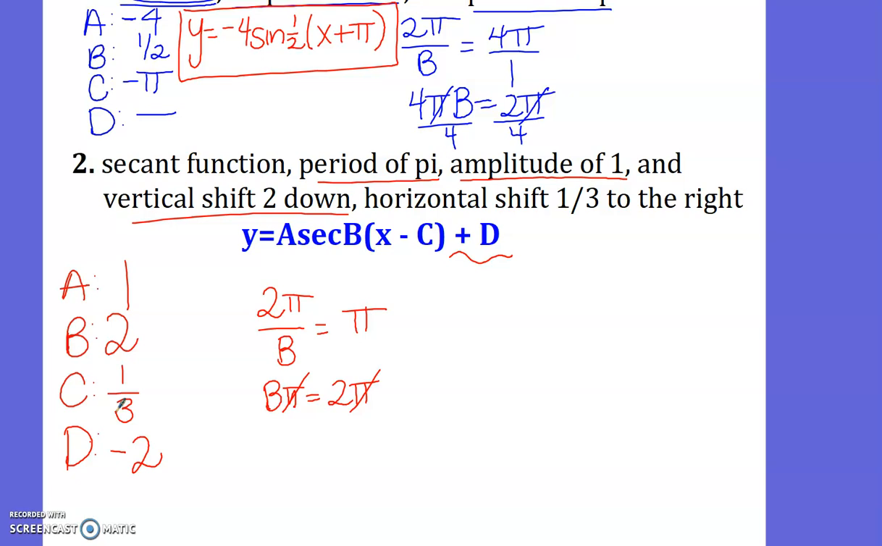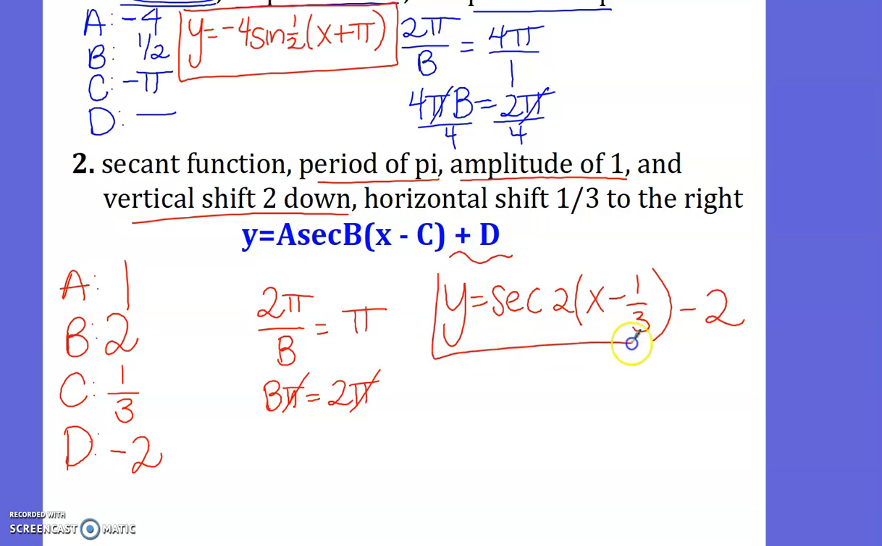Okay, now that we have A, B, C, D, let's plug it in. Again, don't forget the y equals. We don't need to put the 1 there, that's understood. But secant 2(x minus 1/3), close parentheses, minus 2. And there's our equation for that function.